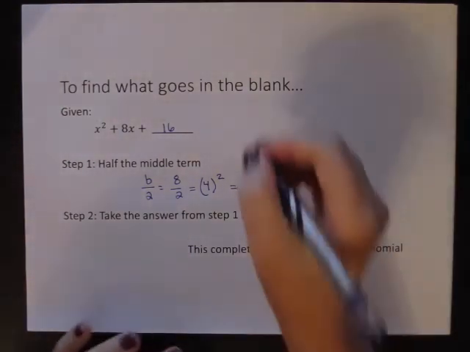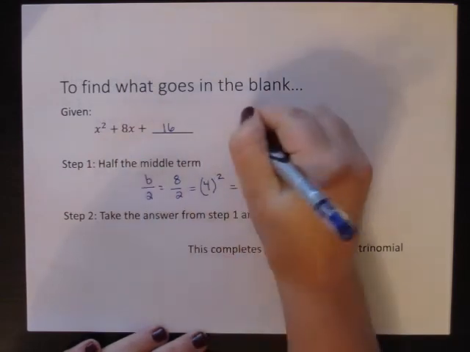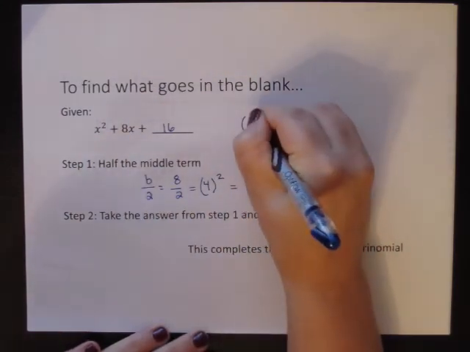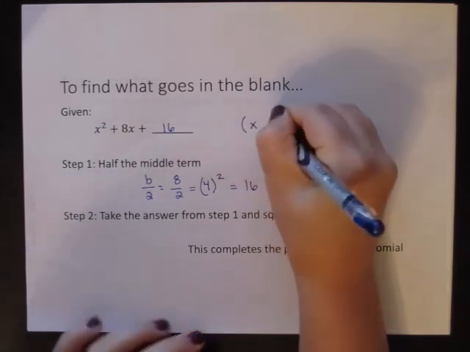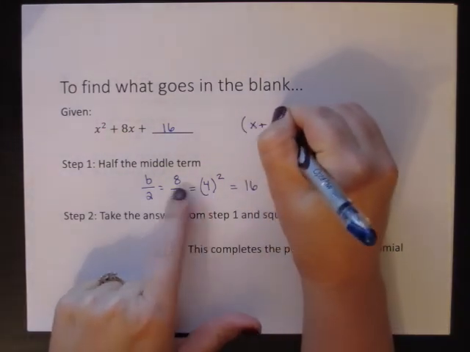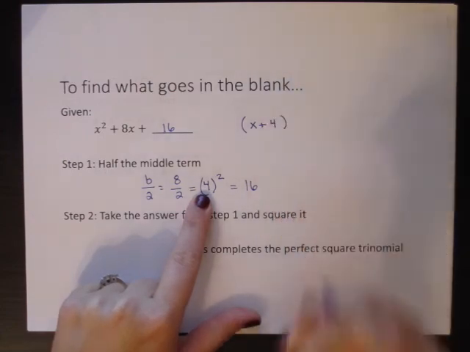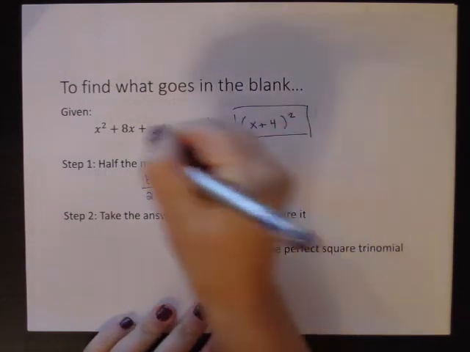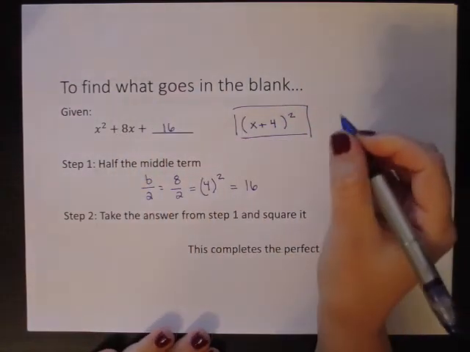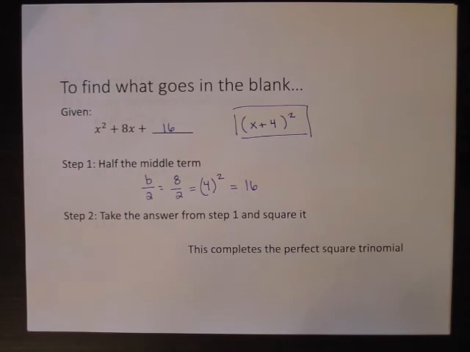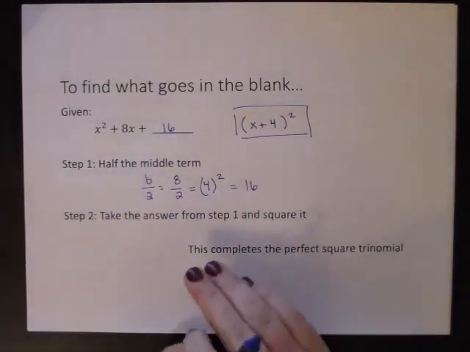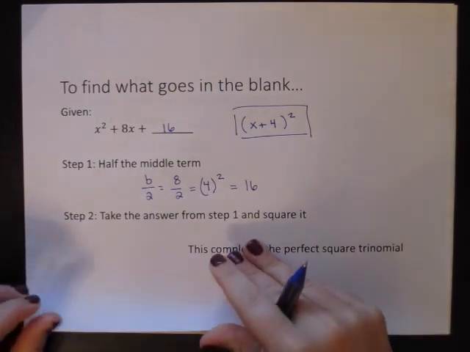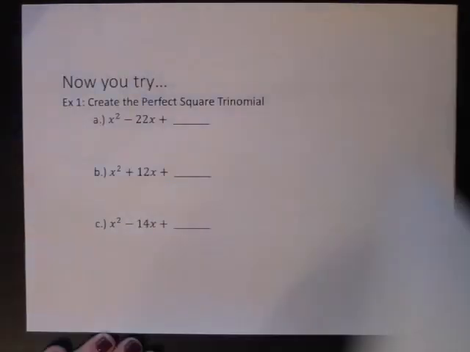Then the other part, remember how we took a trinomial and we turned it into a binomial squared? To turn it into a binomial squared, you take your x plus whatever you did when you divided it by 2, your b divided by 2, and then you square that result. Okay, so we completed the perfect square trinomial and we made it into a binomial squared. I want to see both of these answers. Okay, so that's what we're going to practice right now. We're going to find what goes into the blank. We're going to half the middle term, then we're going to square that value.